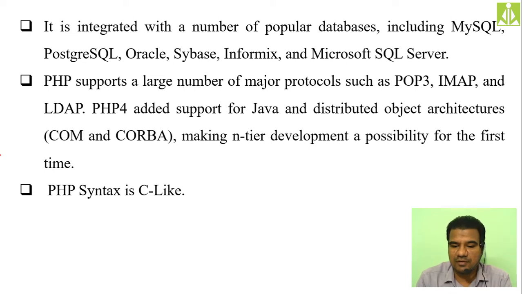Like some of the examples I have given over here. In order to communicate with email servers, we have POP3 and IMAP. And in order to communicate with file servers, we have PHP4 and LDAP. It has also added support for Java and distributed object architecture, that is COM and CORBA.